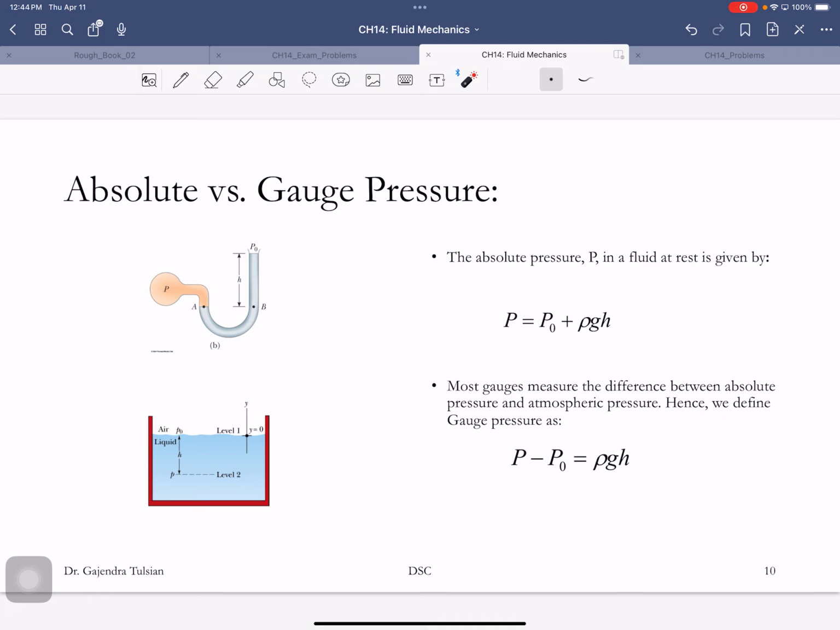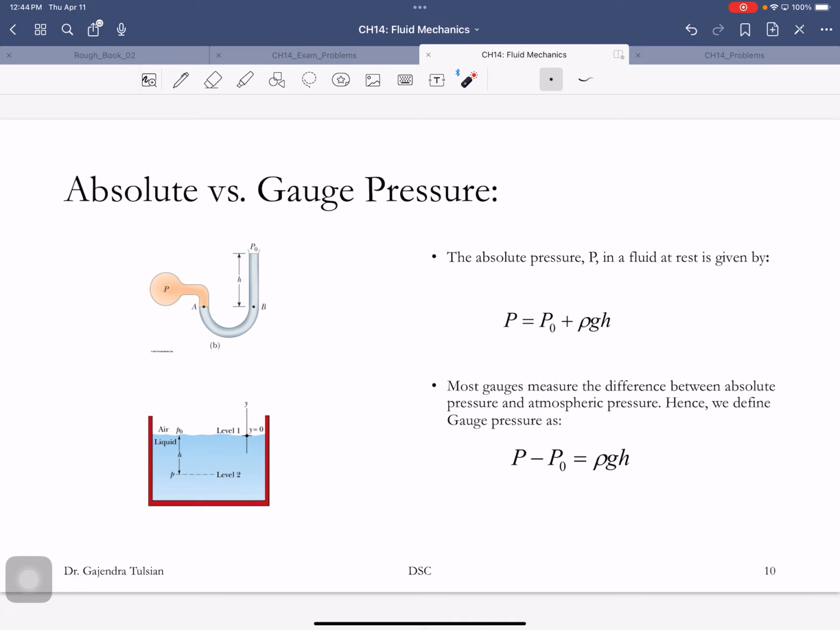For instance, here's a device with a gas in this chamber, and the pressure of the gas is atmospheric pressure plus that. So here's a device that is measuring absolute pressure. The pressure of this gas is P naught plus rho g h. But most gauges measure this other quantity.